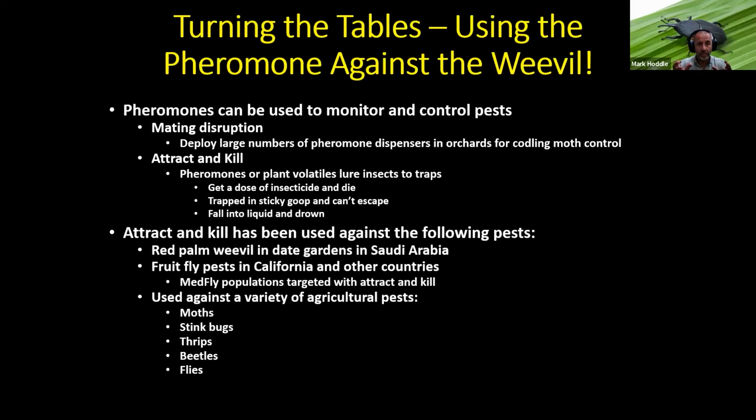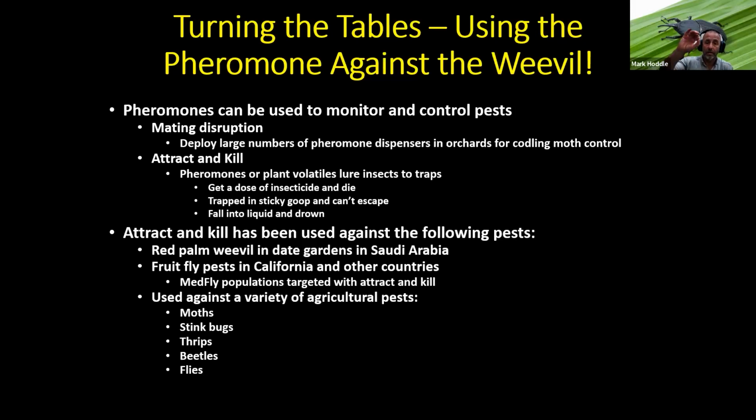That's another thing about the aggregation pheromone. It's a male-produced compound, and it attracts males and females. But females are far more attracted to it. 66% of the weevils that you catch are females, so you have a good chance of wiping out large numbers of them. Attract and kill has been used in California previously for the control of medfly populations.